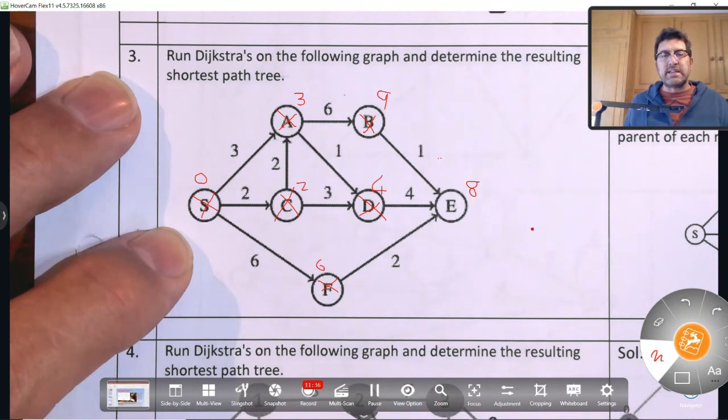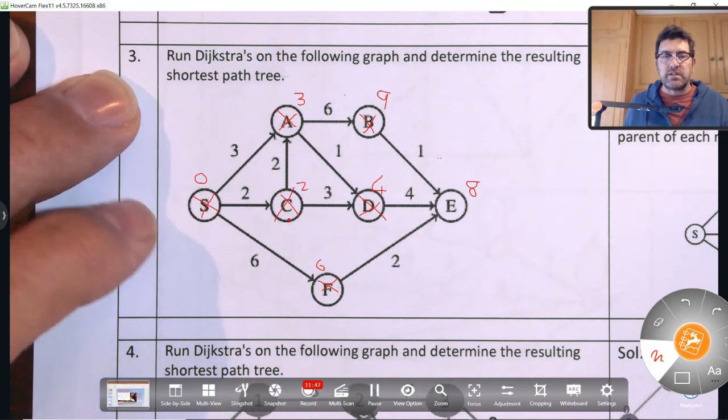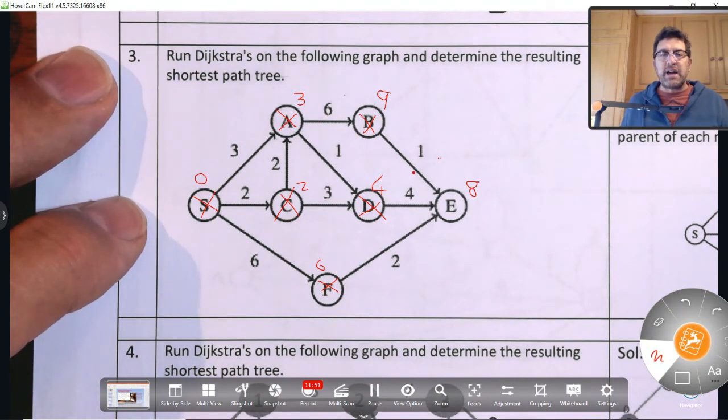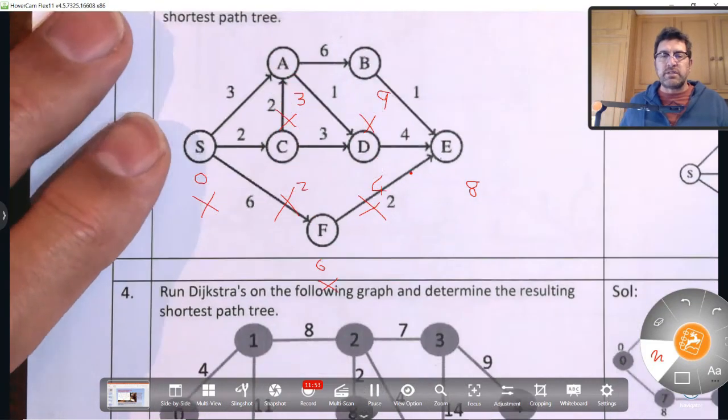Okay, so let's see, is there another path? Yes, look at this. There's 2 plus 2 is 4. No, but that's not one of the minimum paths that I'm going to take, so I'm going to leave it at that for now. Okay, so there's my algorithm of Dijkstra applied to that graph.